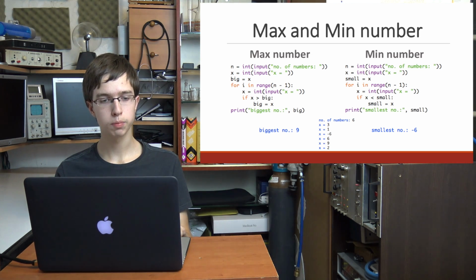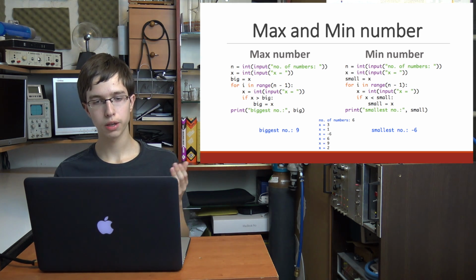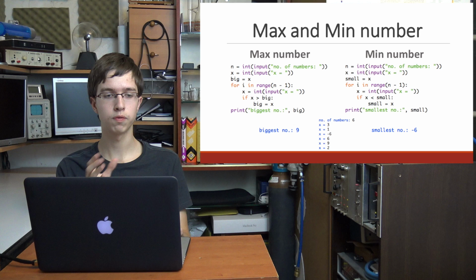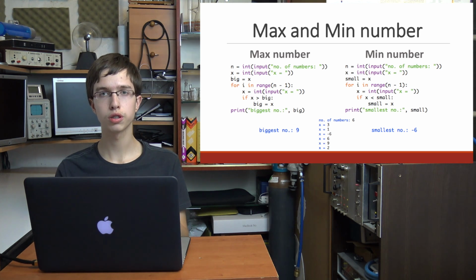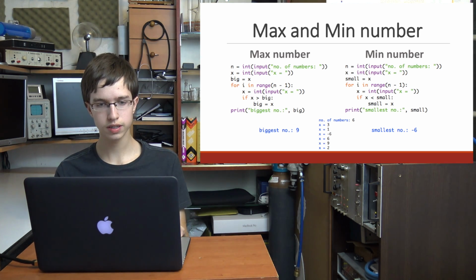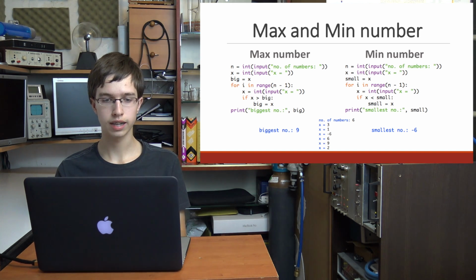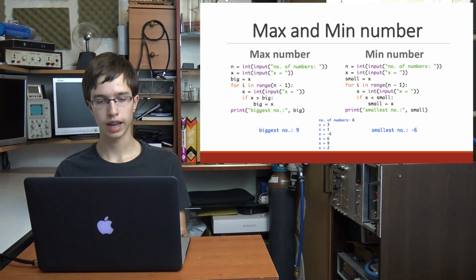We can see that this big variable gets the value of the x variable whenever x is greater than the value of the big variable. A very similar thing is for the min number algorithm, although here we have a small variable instead of the big variable, in which will be stored the smallest number from this number sequence, and we have a different if condition where x has to be smaller than the value of the small variable, so that the small variable gets the value of the x variable.